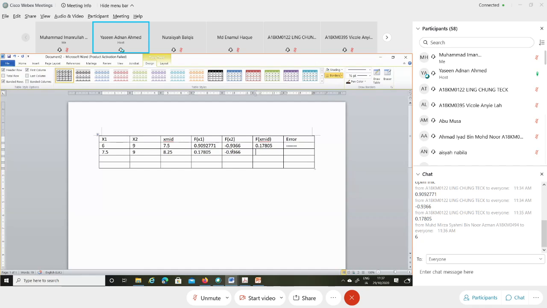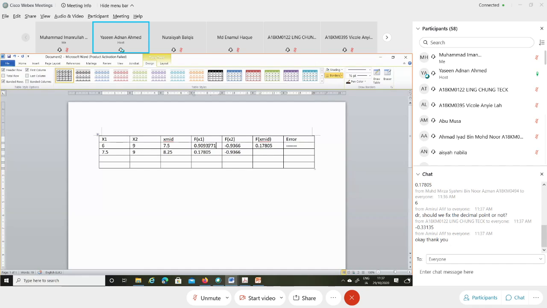Can you calculate? Should we fix the decimal point or not? Yeah, you just put four decimal points, okay? When you write, you just put the 4 decimal points, okay? Should be okay, and it will be mentioned. Okay, so how much? You say minus, right? 0.33135. Right.